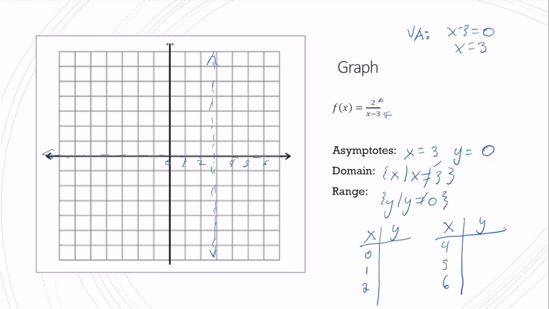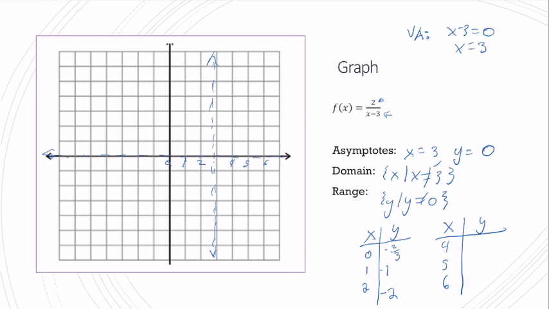When x is 0, y is 2 divided by negative 3, so negative 2/3. When x is 1, y is 2 over negative 2, so just negative 1. And when x is 2, I get 2 over negative 1, so it's just going to be a negative 2. So when x is 0, y is negative 2/3.